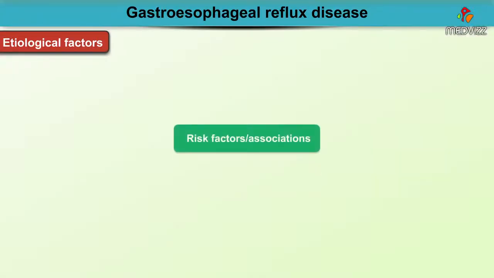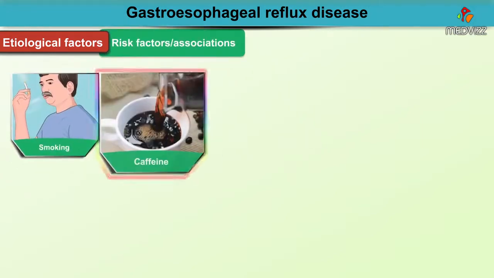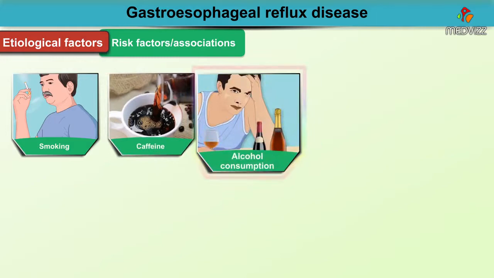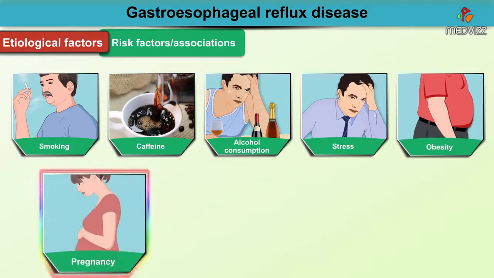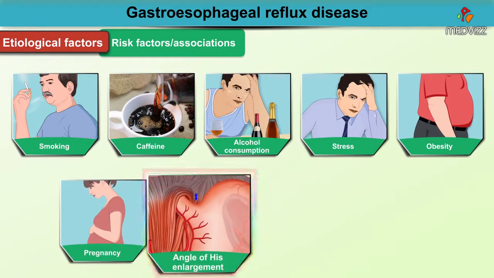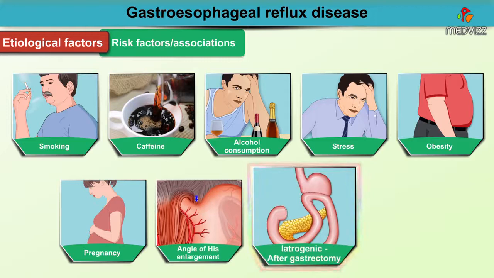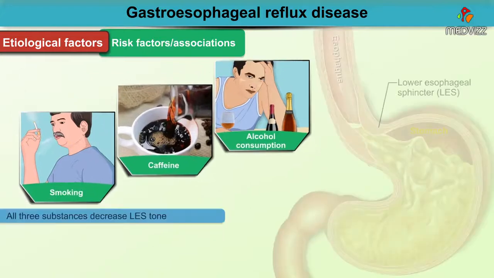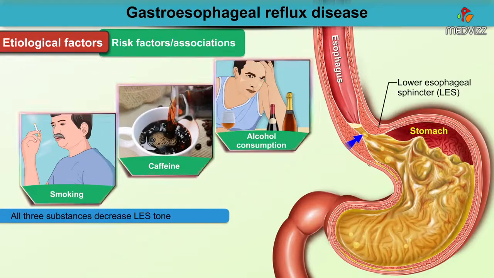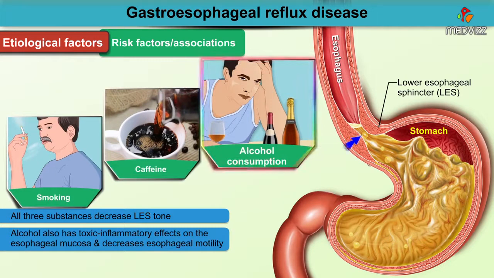Some of the important risk factors or associations with GERD include smoking, caffeine and alcohol consumption, stress, obesity, pregnancy, the angle of His enlargement, iatrogenic causes, and sliding hiatal hernia. Smoking, caffeine, and alcohol consumption decrease the LES tone, whereas alcohol also has toxic inflammatory effects on the esophageal mucosa and decreases the esophageal motility.